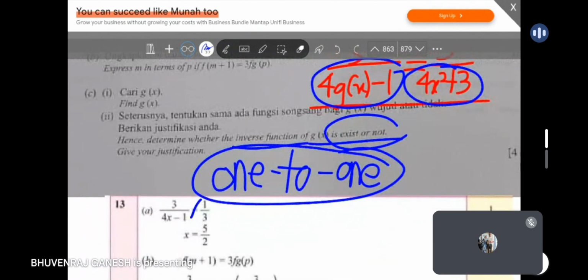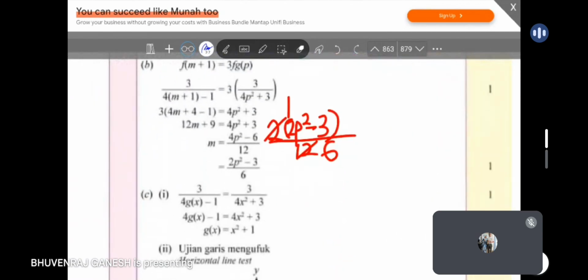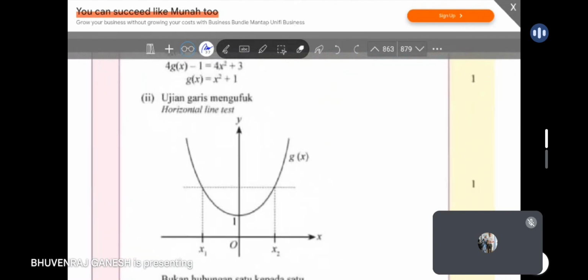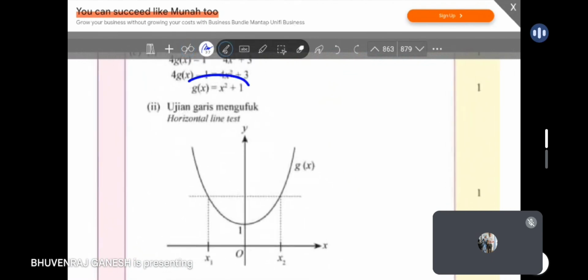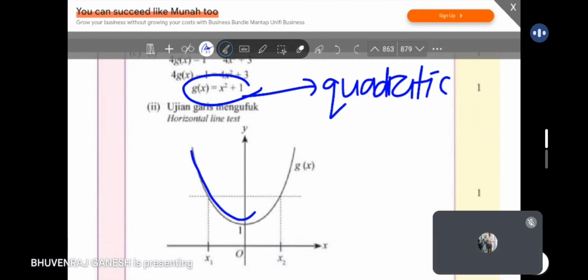Okay, so how do we do this one? Basically we are going to use the horizontal line test. Ujian garis mendatar, atau mengufuk. Okay, so the horizontal line test will look something like this. Since we know gx is x squared plus 1, kita tahu ini adalah fungsi kuadratik. This is a quadratic function. So you just need to draw randomly a quadratic function, y-intercept 1, lukis secara lawak sahaja, just a sketch, lakaran sahaja. So if you check and see, by using the horizontal line, dengan ujian garis mengufuk, kamu ada 2 titik persilangan, guys. You have 2 points of intersection.